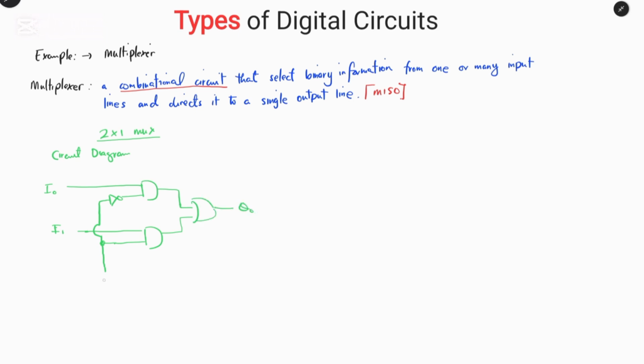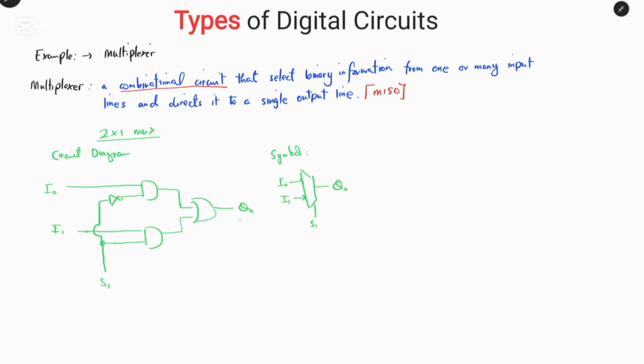So this can be our select line, let's say S1, and the symbol of the multiplexer can be given as we have I0, I1, and the select line, and we have the Q0. So this is our circuit diagram and symbol for the multiplexer.